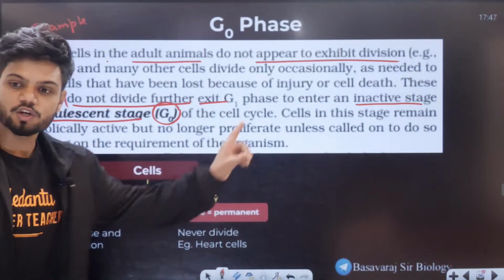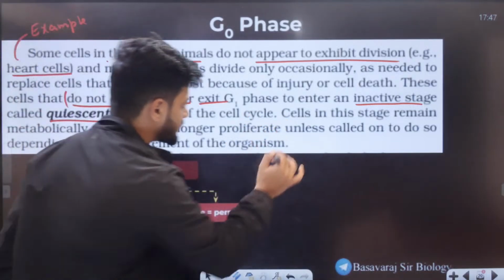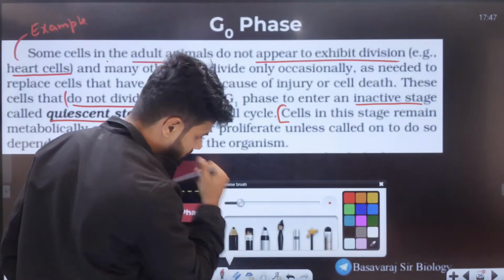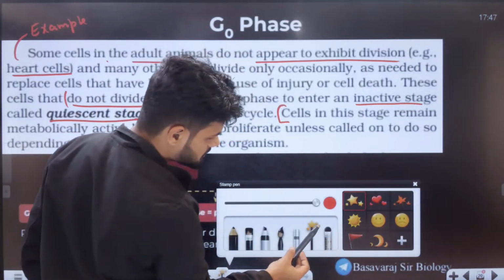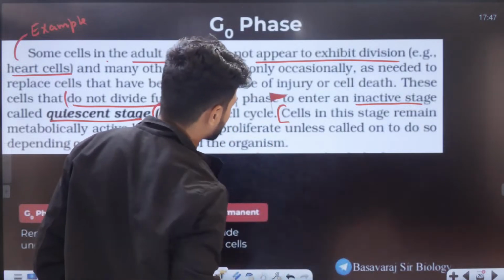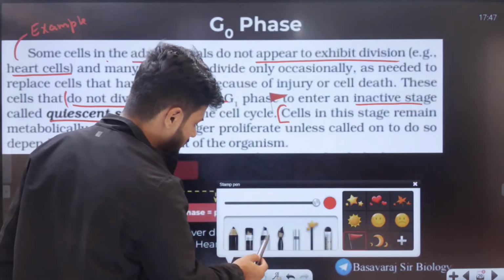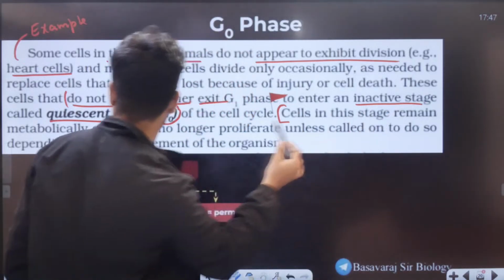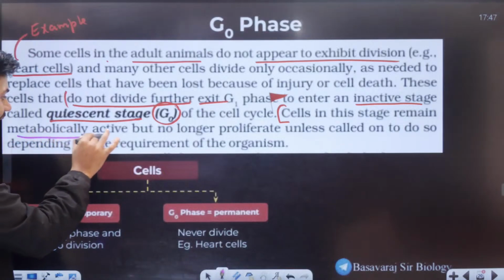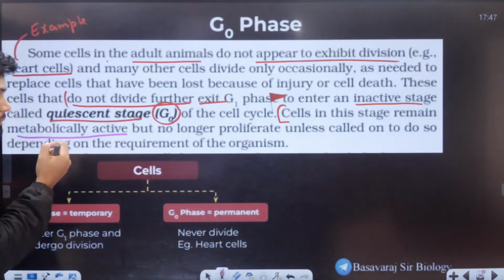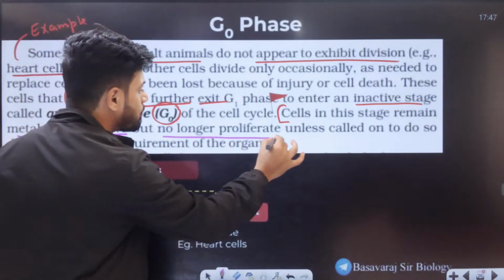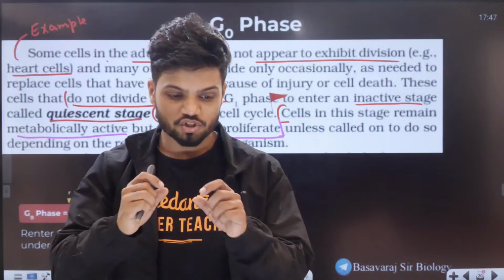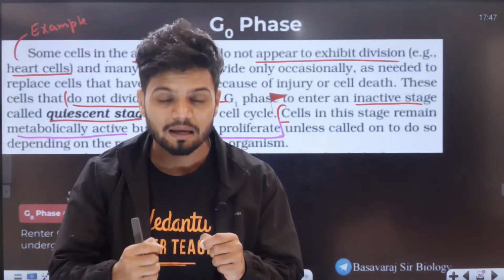Now students, PYQ alert right here. Very important line. All of you highlight this. We'll put a red flag here. Listen to me. Cells in this stage remain metabolically active. They are metabolically active but no longer proliferate. Very important line: the G0 cells are metabolically active.